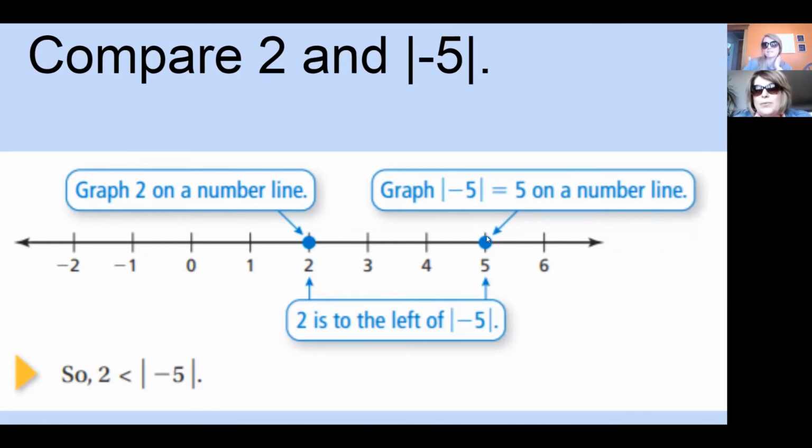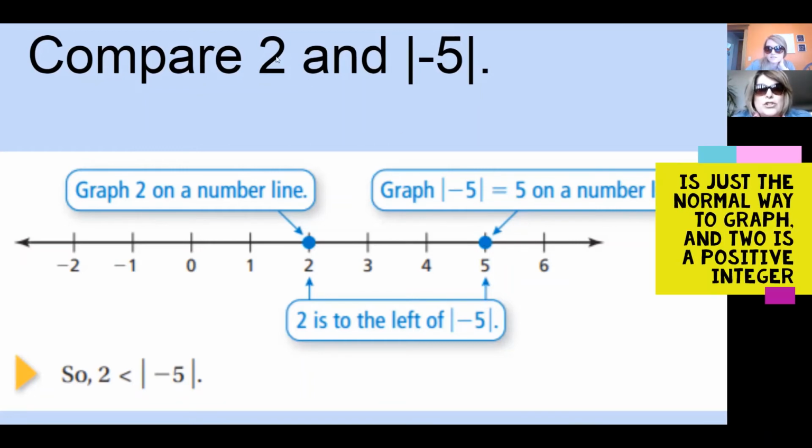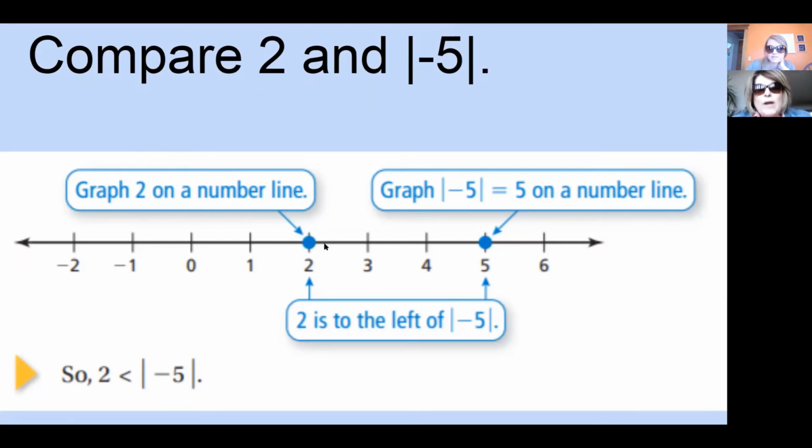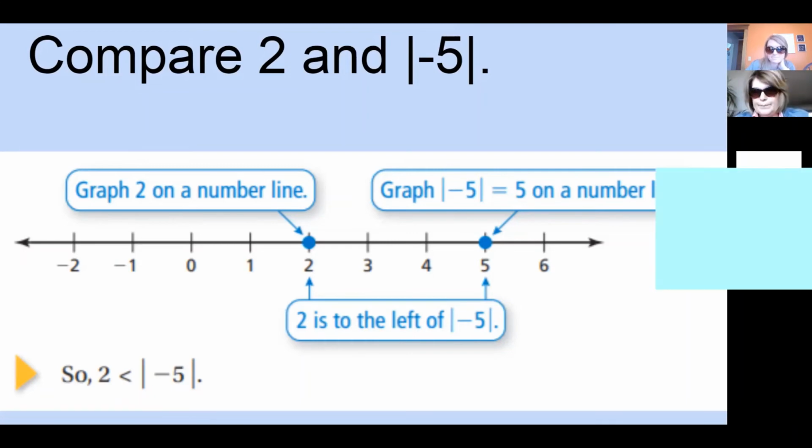And you can see I plotted it on this number line for you to see. The absolute value of -5 goes to 5. And then 2 is just the normal number. It is also an integer. So we want to know which is bigger. Is the 2 bigger or the absolute value of -5 bigger? And I think the absolute value of -5 is larger because it is right of the other number. It is bigger on the number line. Mrs. Zimmerman, any thoughts?